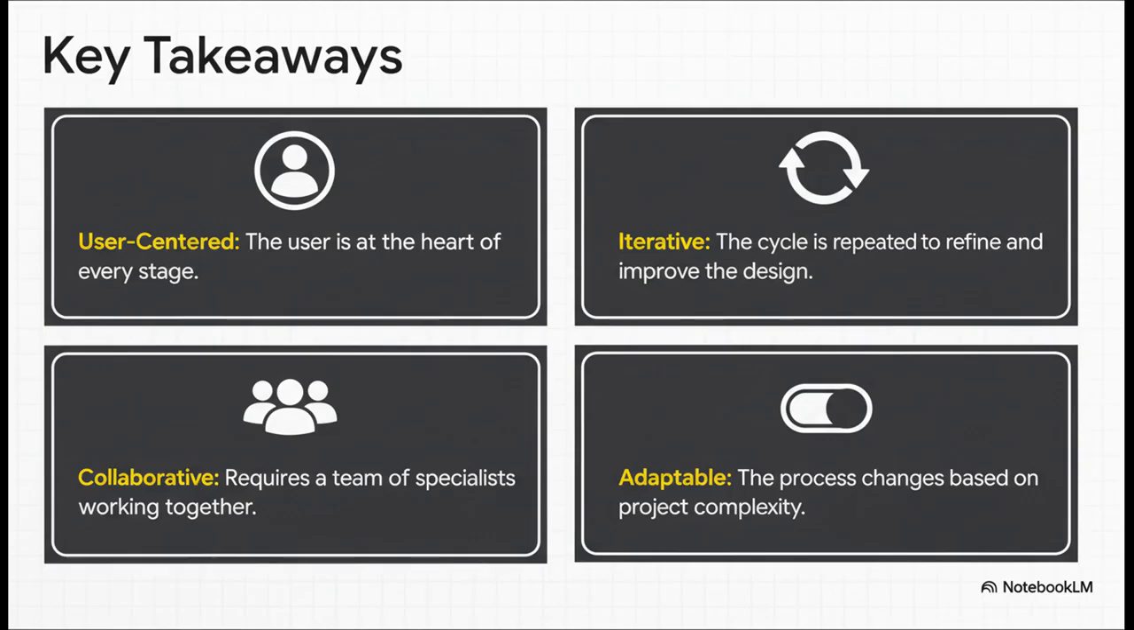Number 2, iterative. It's a cycle. You repeat to improve. Number 3, collaborative. It's a team effort. And number 4, adaptable. You must change the process based on the project's complexity. If you understand these 4 principles, you have understood the heart of the UX lifecycle.